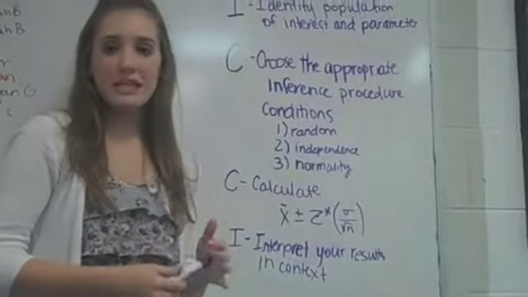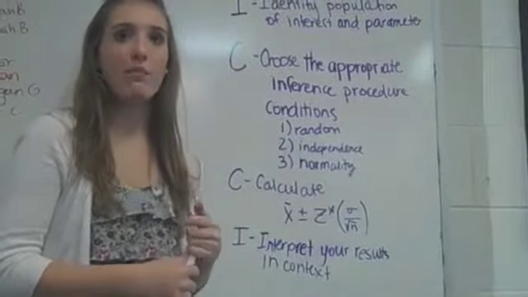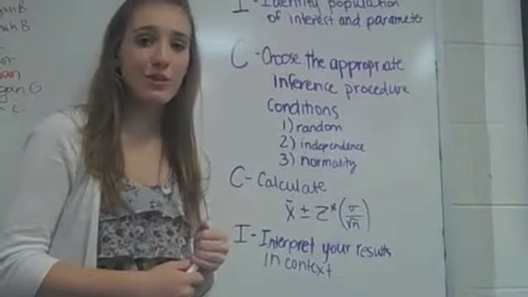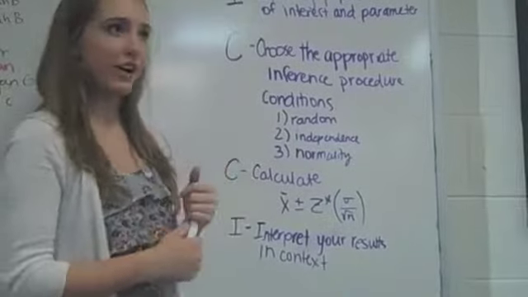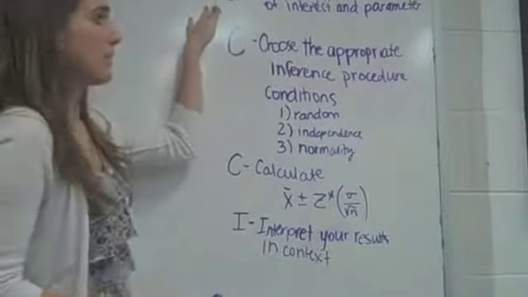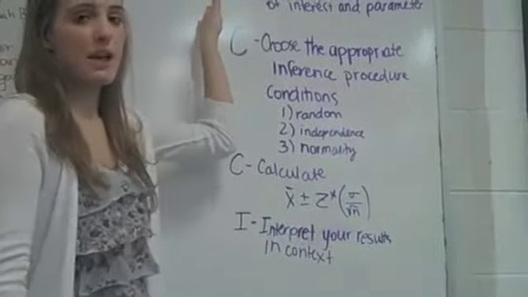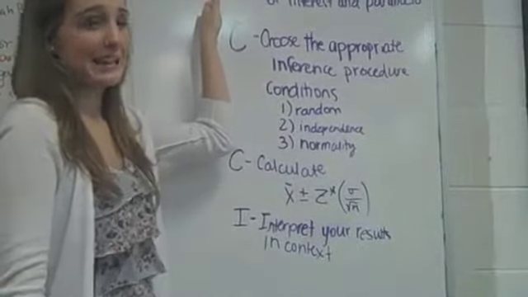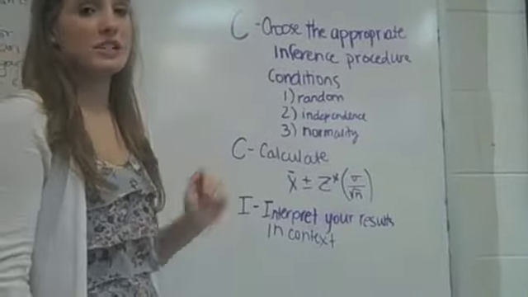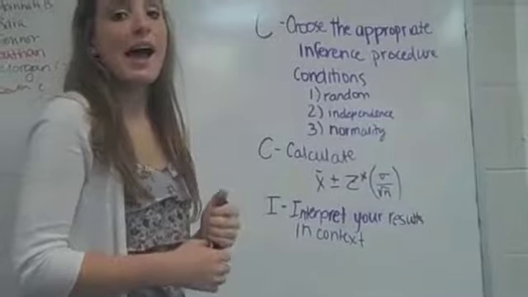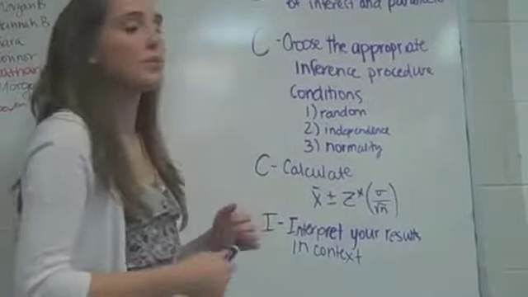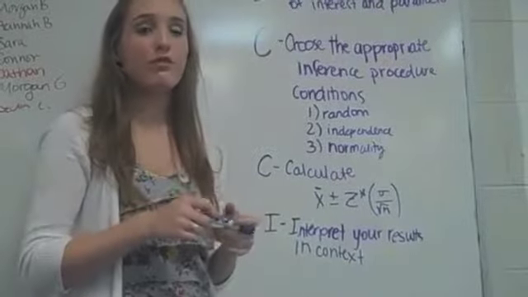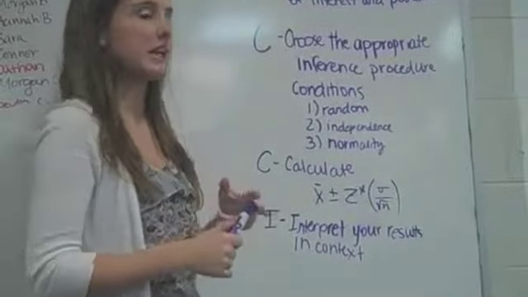So using the example we used earlier in the video with the SAT writing score, I'm going to go through the steps of what would go under each different letter. So identifying the population of interest, in this case, it would be all high school seniors in Texas. And the parameter that we're studying is the mean mu SAT writing score for all seniors in Texas. So we would just write that out, what we're looking for and who our population is that we're studying.